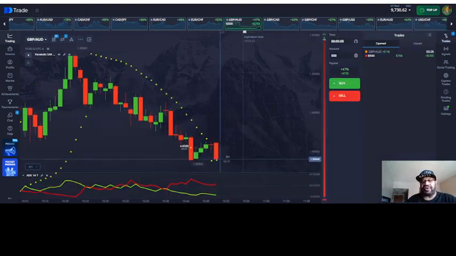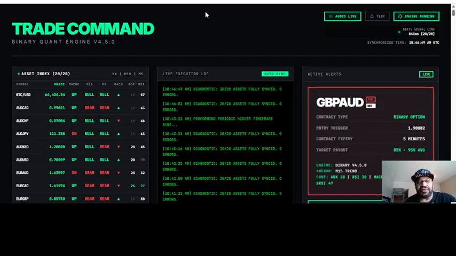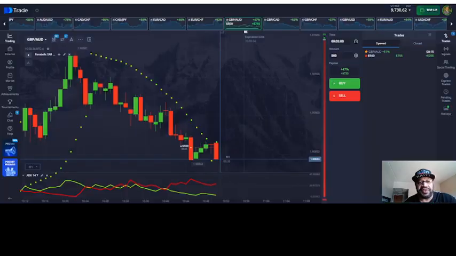Okay, so we have about 30 seconds left in this trade. The Great British Pound Aussie dollar short here that the Quant Engine signal generated. So let's wait for the results of this trade, the expiry.